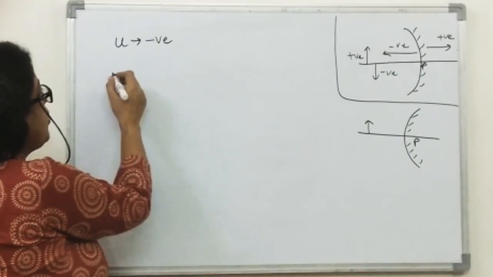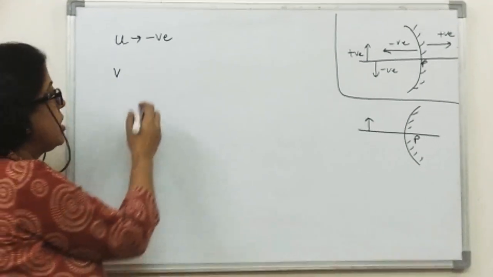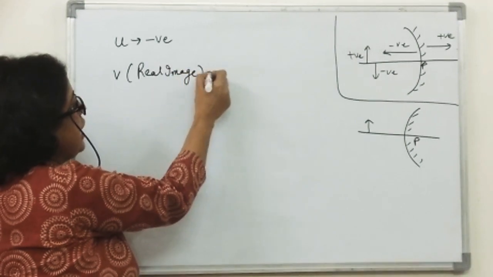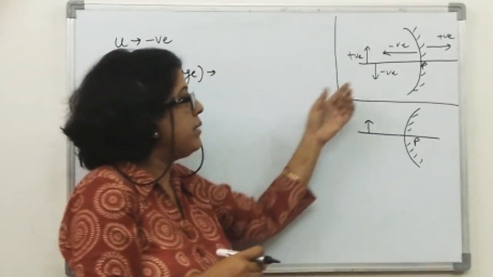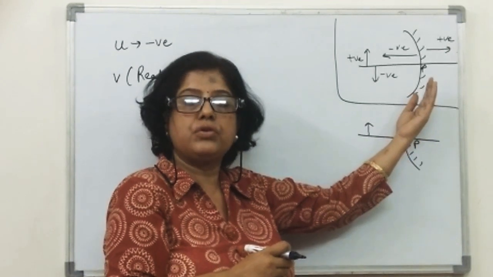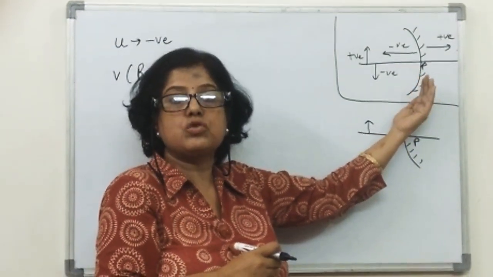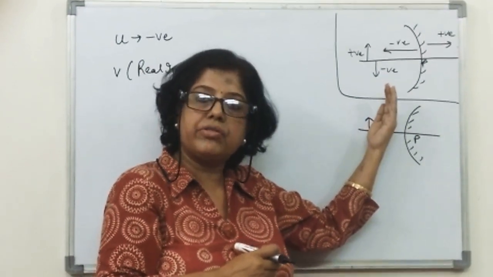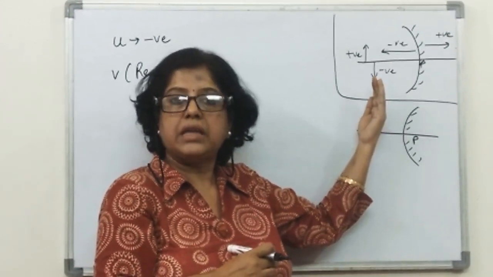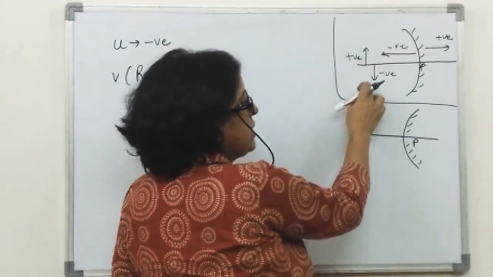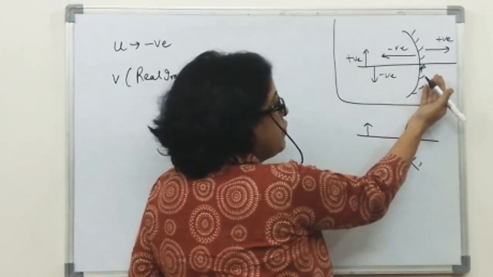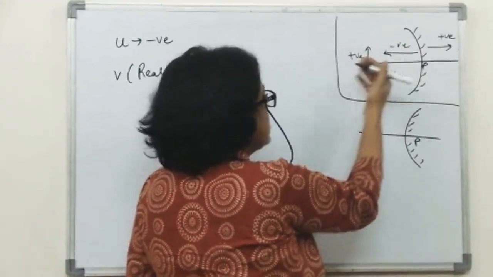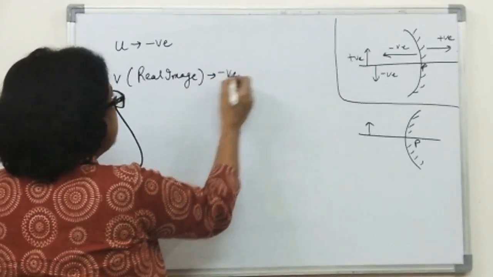Fine. Let's talk about v, which is the image distance. Let's talk about v of a real image. What will be the sign for a real image? Till now you've learnt in all the ray diagrams, a real image is always formed in front of the mirror. When the real image is formed in front of the mirror, the image distance will always be negative, because the real image is formed inverted and in front of the mirror. So if you start measuring from the pole, the distance to the image will be negative.